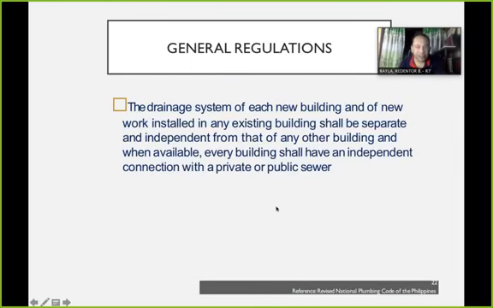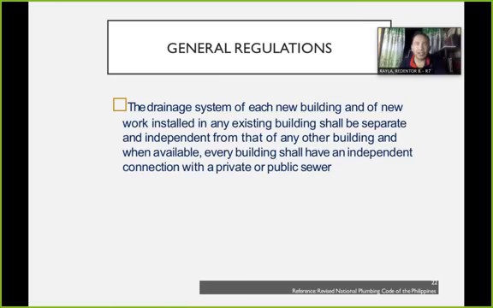General regulation: the drainage system of each new building and of new work installed in any existing building shall be separate and independent from that of any other building. And when available, every building shall have an independent connection with a private or public sewer. Yes, that's the case.